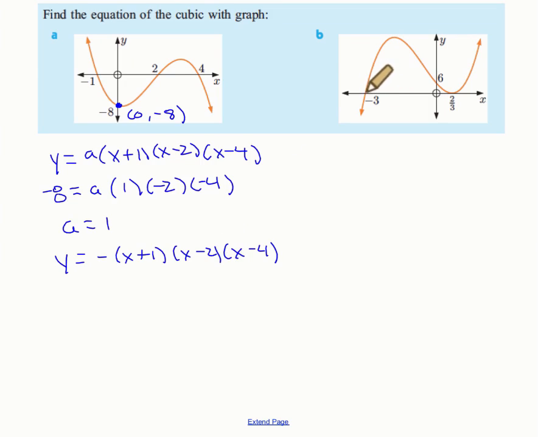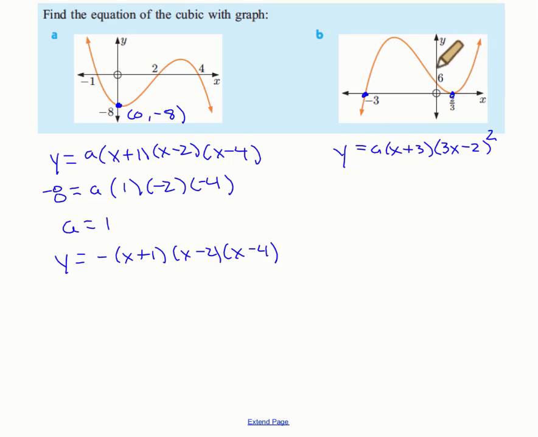Here we have a root at -3 because it cuts the x-axis. Here it touches the x-axis at 2/3, indicating a repeated root. So we are going to have y is equal to a times x plus 3. And to get 2/3 as a 0, then our factor would be 3x minus 2. And again, it's a repeated root, so that would be squared.